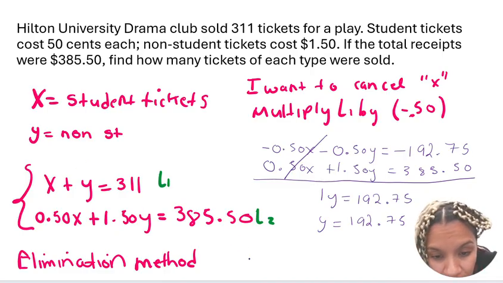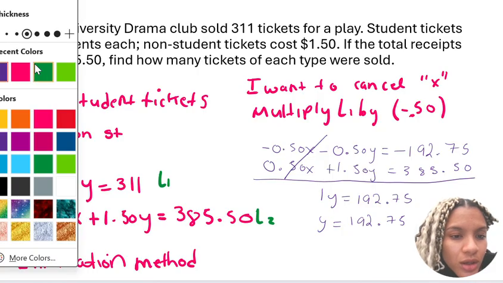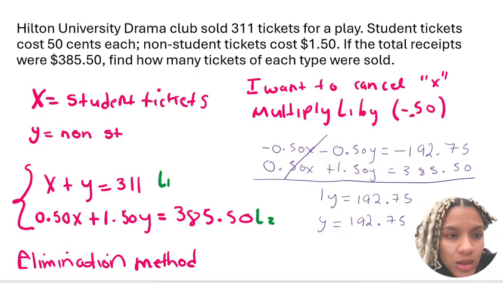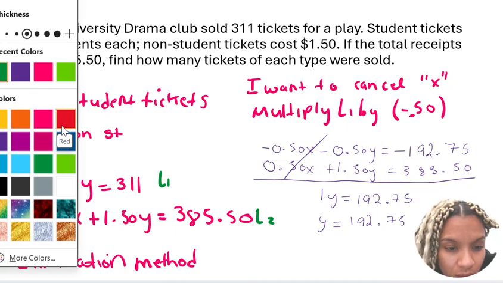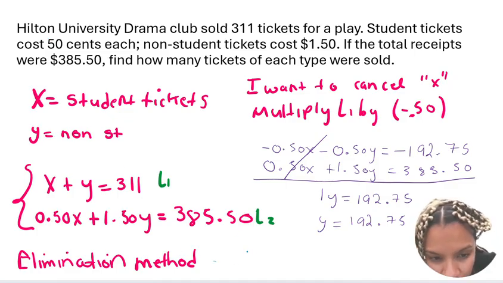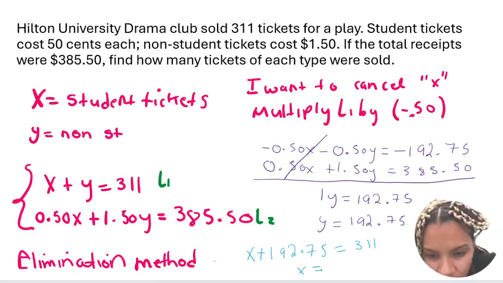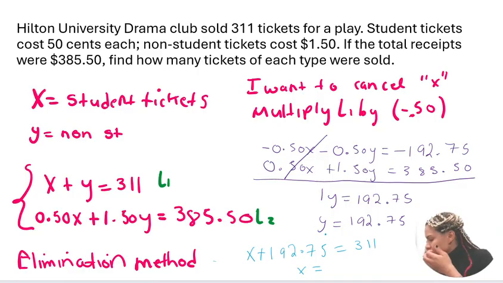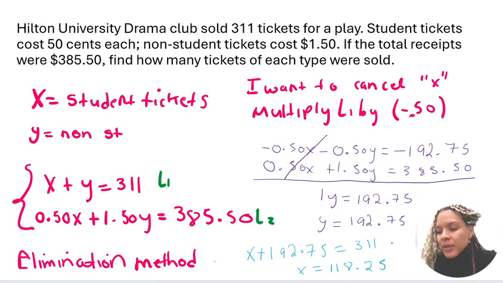We're going to use a different color to help you stay with it. So I'm going to use line 1. I have x plus 192.75 equals 311. When I subtract that, x is 118.25.